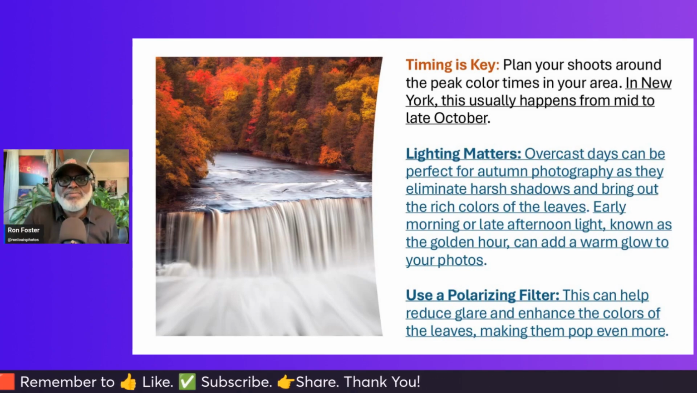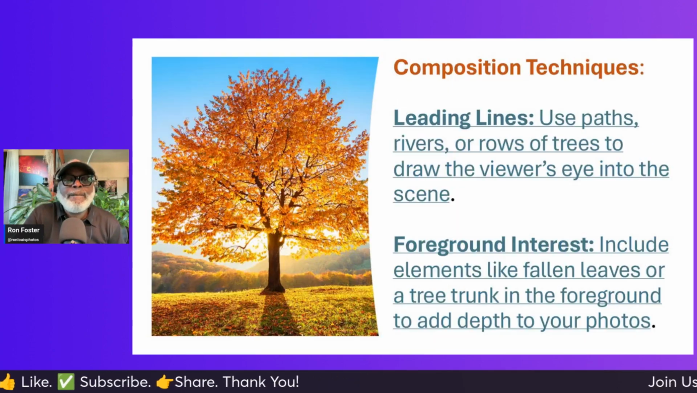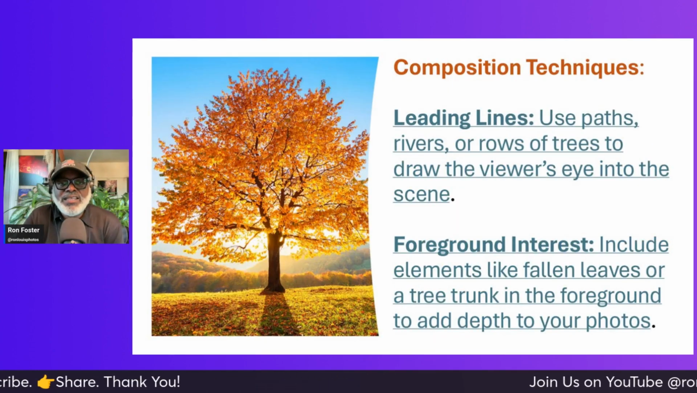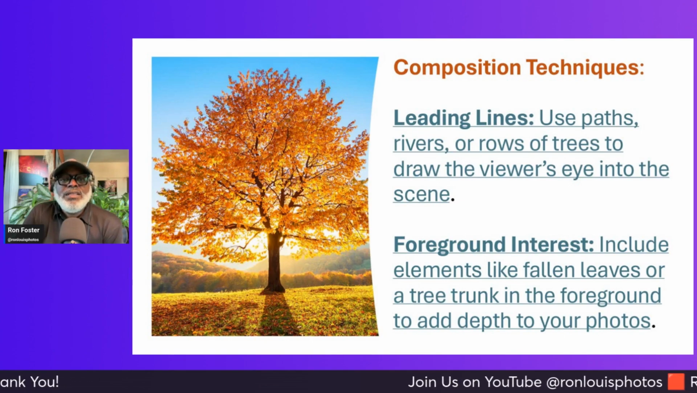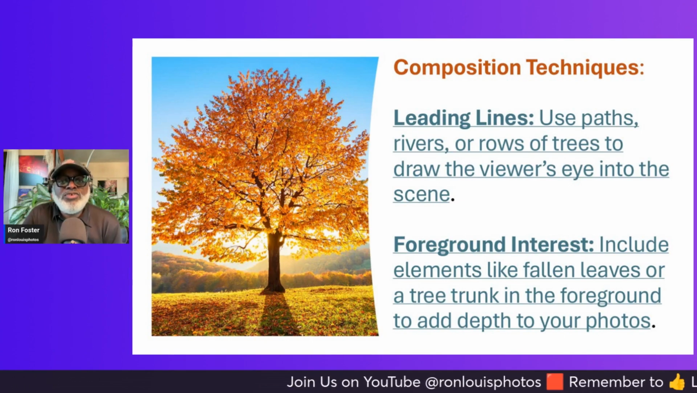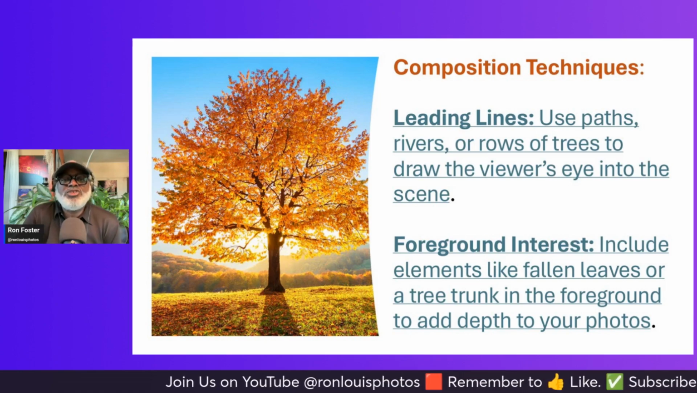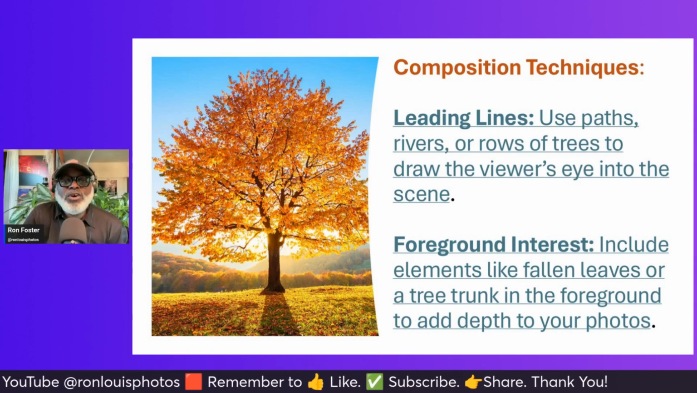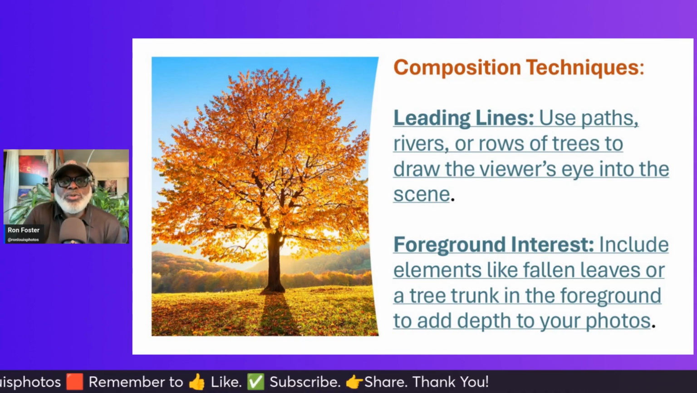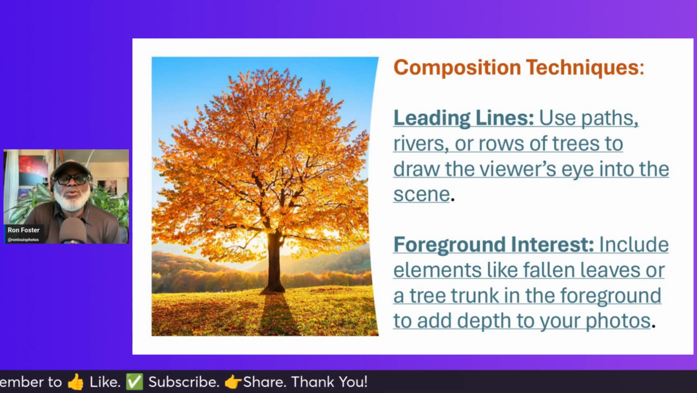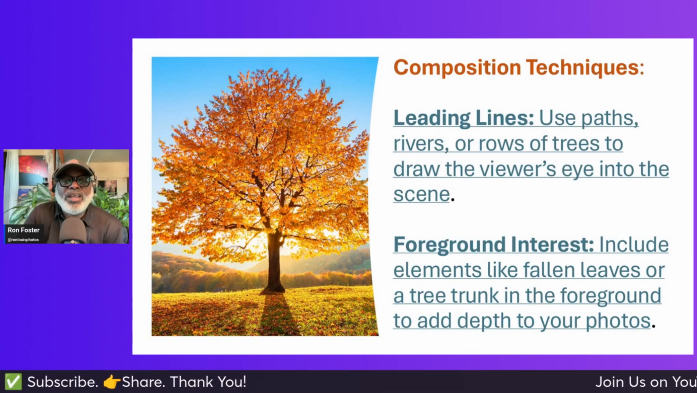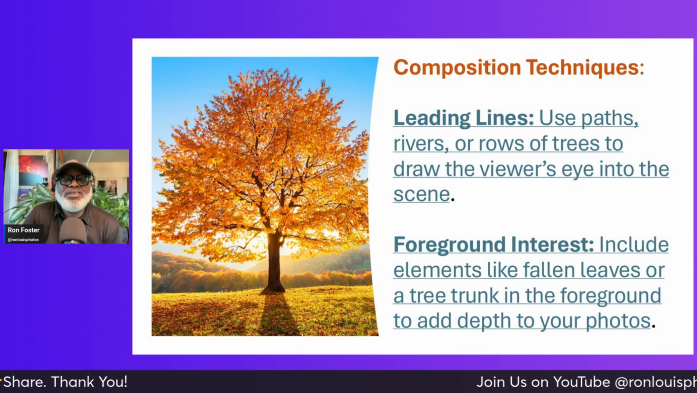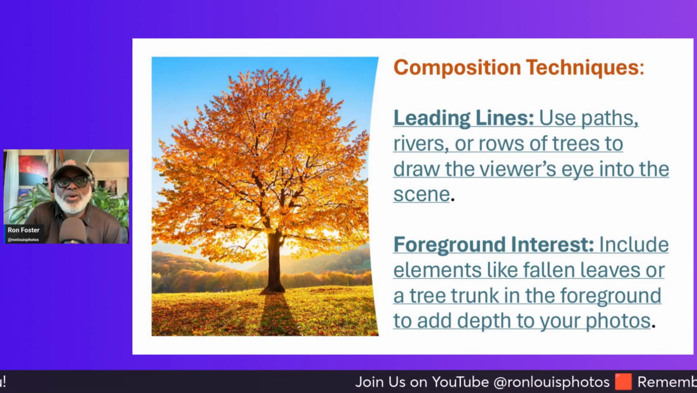Okay? But also, if you have a regular camera with a regular lens, use a polarizer filter. Okay, next one, composition techniques. Here we go. Leading lines: use paths, rivers, and rows of trees to draw the viewer's eye into the scene. Foreground interest includes elements like falling leaves or a tree trunk in the foreground to add depth to your photos.